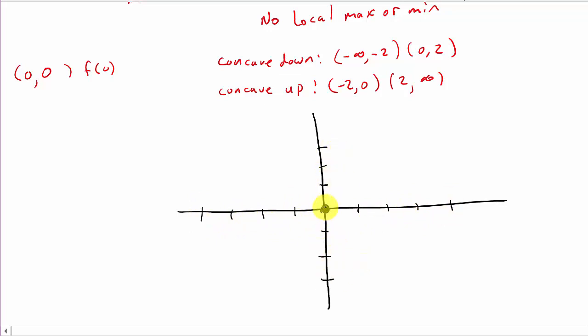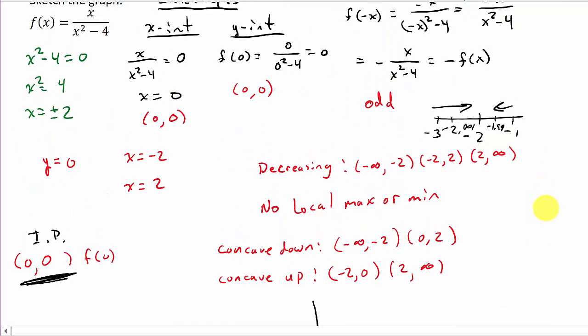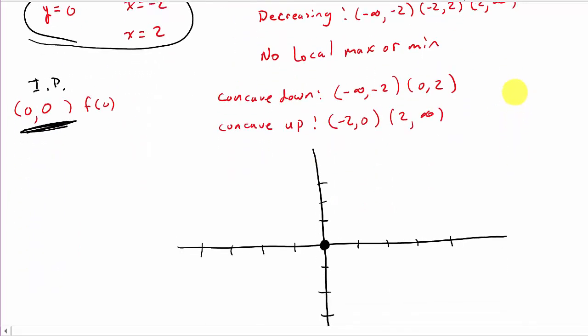So let's plot the point (0, 0). That's my x and y intercept. And then look, remember this, that's our inflection point. So that's plotted also. And then what I like to do is go ahead and draw in my asymptotes. So I have a horizontal asymptote at y equals 0 and vertical asymptotes at -2 and 2.